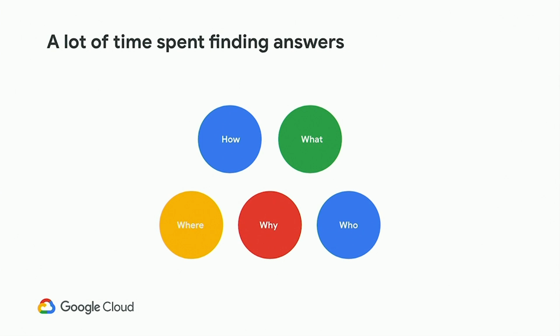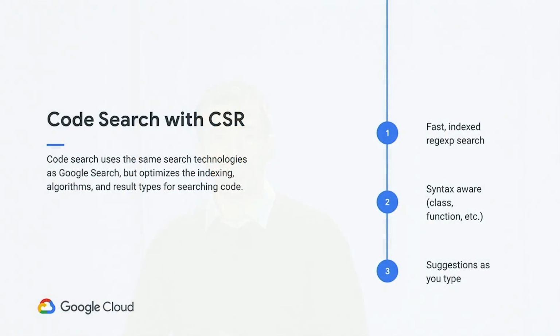The other goal of us providing Cloud Source Repositories is making developers more productive. And traditionally, what we see is developers spend a lot of time trying to find answers each and every day. Answers to questions like how a function should be called, what does the class look like, where does the class get instantiated, why is something failing, or who changed the code resulting in the code base failing. And answers to those questions can be easily found through code search functionality of Cloud Source Repositories. Code search allows you to search across your entire repository with a single query.